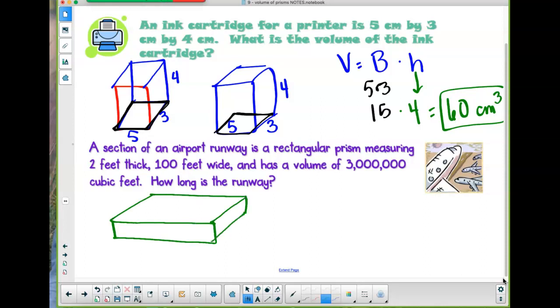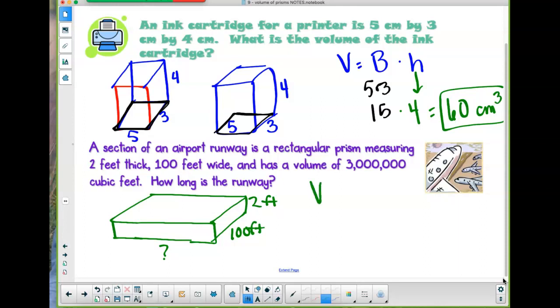Something like this. Actually, it's 100 feet wide, so I'm going to go 100 feet here. And 2 feet thick. We don't know how long it is. Okay? But we do know the volume.